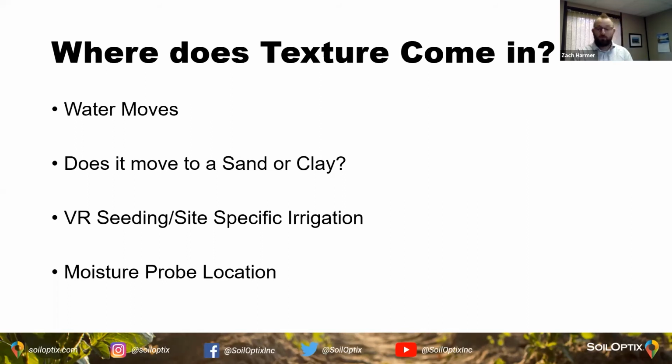So of course, texture, water moves, right? But does it move to a sand or a clay, right? How is it being related, of course, to topography, as we know too? VR seeding, can we begin to introduce texture information into some of this variable rate seeding application or site-specific irrigation potentially? And as we start to see other technologies with respect to soil, can we begin to look at soil moisture probe locations, be more fine-tuned on where we actually put those?